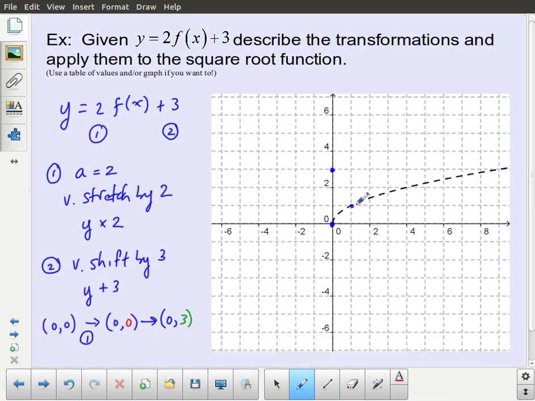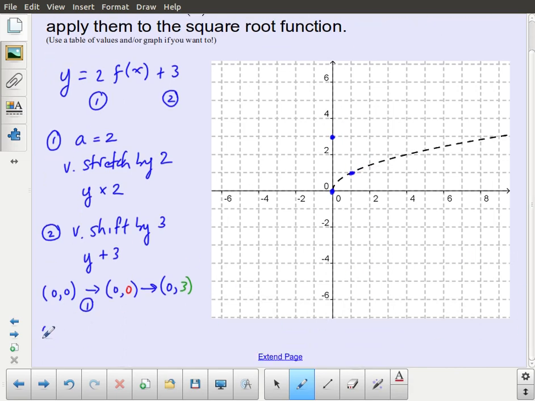Let's do one more the long way. So now let's take a look at the point 1, 1. The x coordinate's just going to stay the same. Take this y coordinate but multiply it by 2. Well, 1 times 2 is 2. Take that new y coordinate and add 3, and that takes us to 5. So now this moves from 1, 1 to 1, 5.